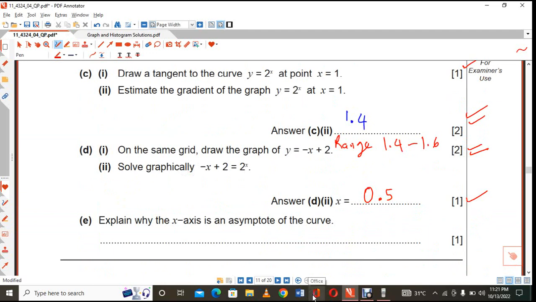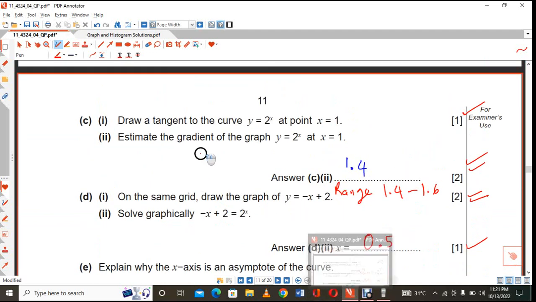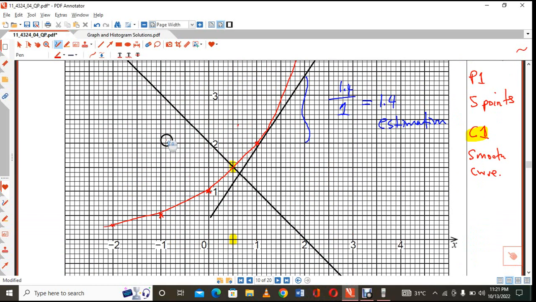Explain why the x-axis is an asymptote to the curve. So what it means, this curve continues along here, but it will never pass the x-axis. The equation of the x-axis is y equals 0. My function is y equals 2 raised to the power of x. So if y equals 0, therefore I will say 2 to the power x equals 0.